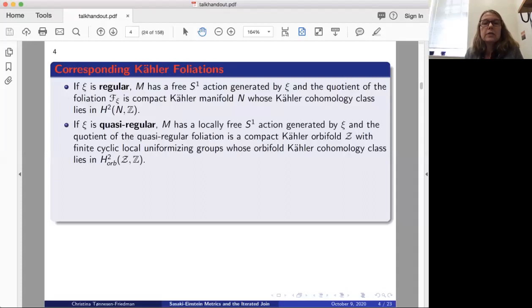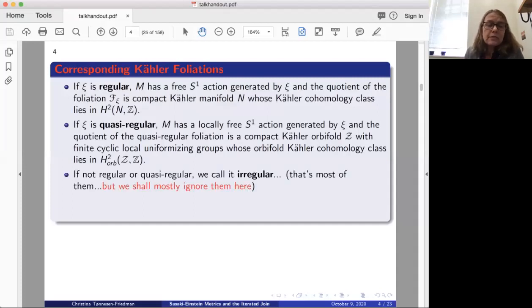If it's quasi-regular, it's only a locally free action, and there the quotient gives us an orbifold. So we say quasi-regular for that. And in that case, the orbifold scalar cohomology class lies in the orbifold second cohomology group, which you'll see later, I sometimes think of as sitting in the rational cohomology group. If it's not regular or quasi-regular, it's irregular, and that's actually most of them. But this talk will not be about the irregular structures, so I'm not gonna mention them anymore. We'll ignore those.